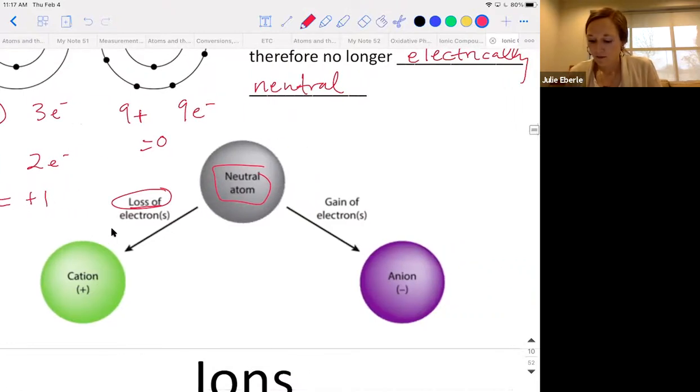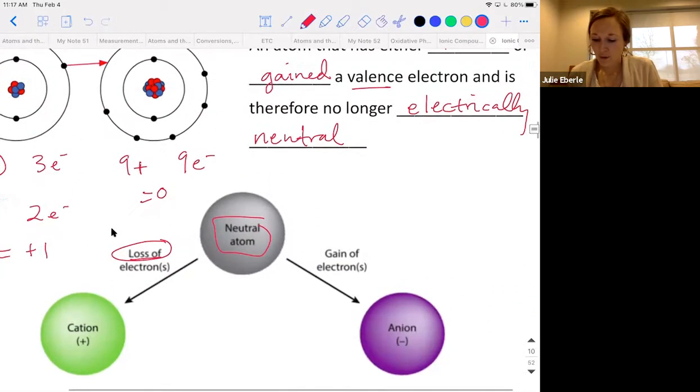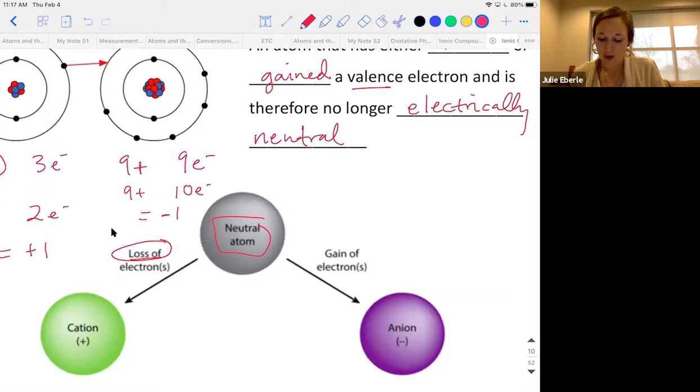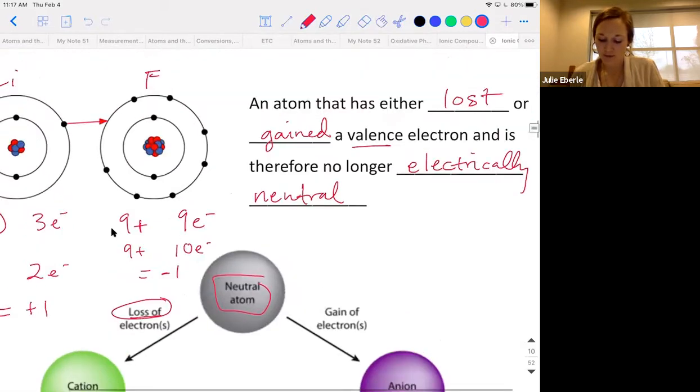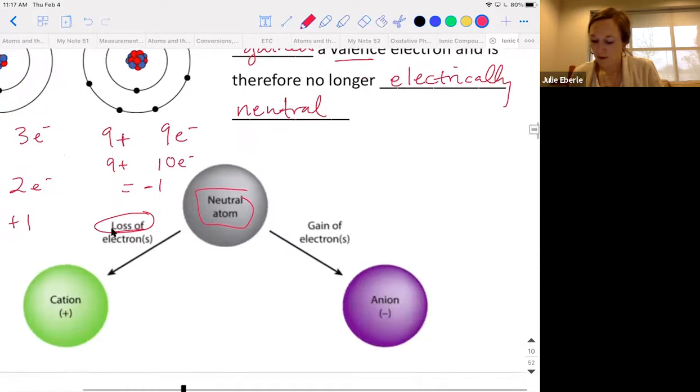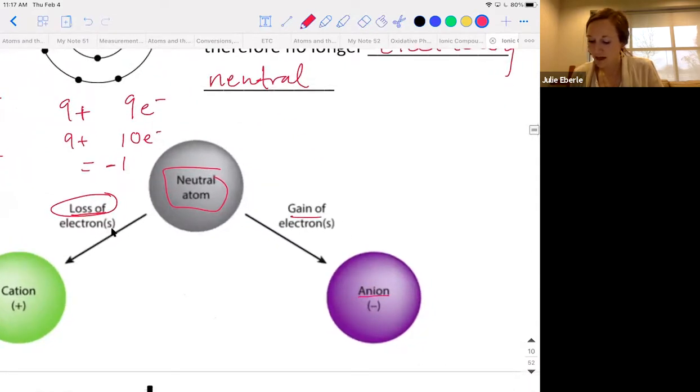Okay, what if we gain electrons? What if we're fluorine, and we get that 1 electron that lithium's giving away? Now we have 9 plus charges and 10 electrons, 10 minus charges. So that adds up to a -1, right? This is what happens when you gain an electron, you become an anion. We call anything that gains an electron an anion. Overall, the charge is negative.